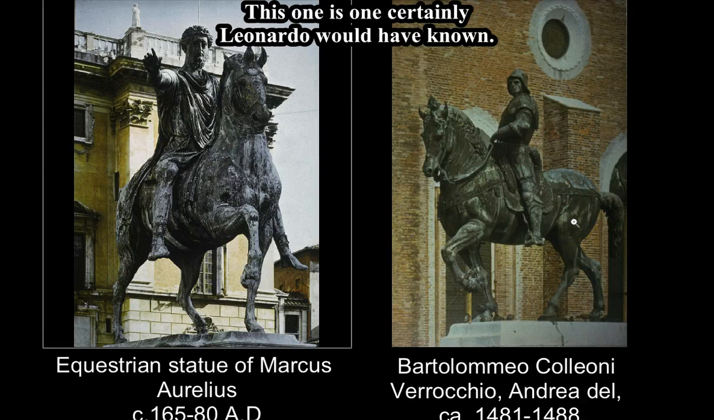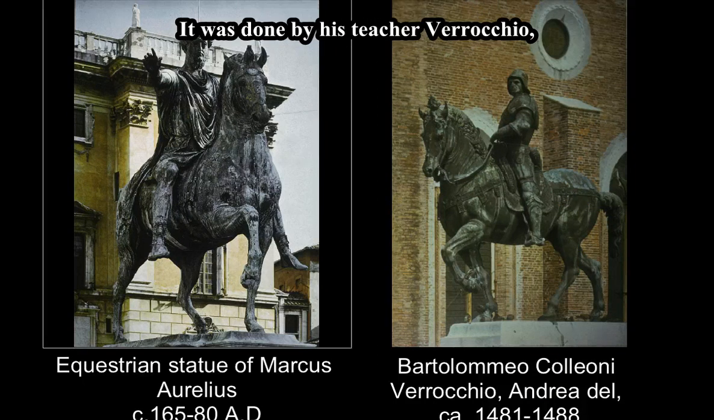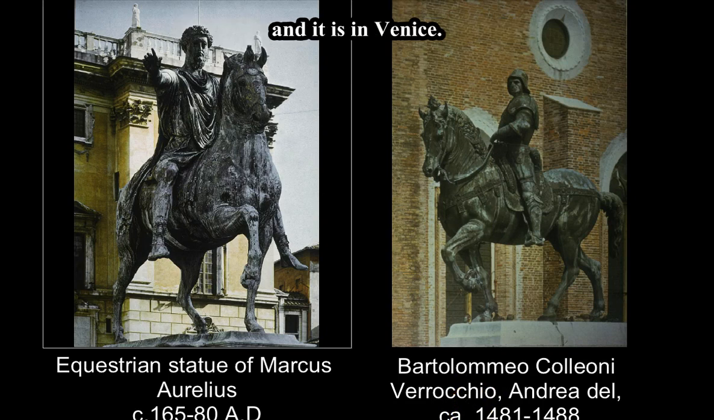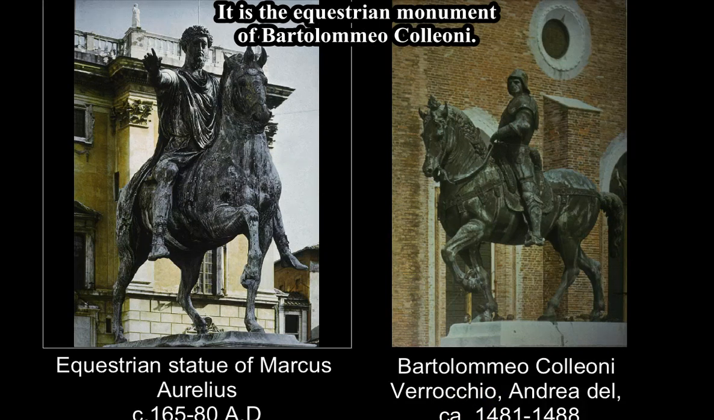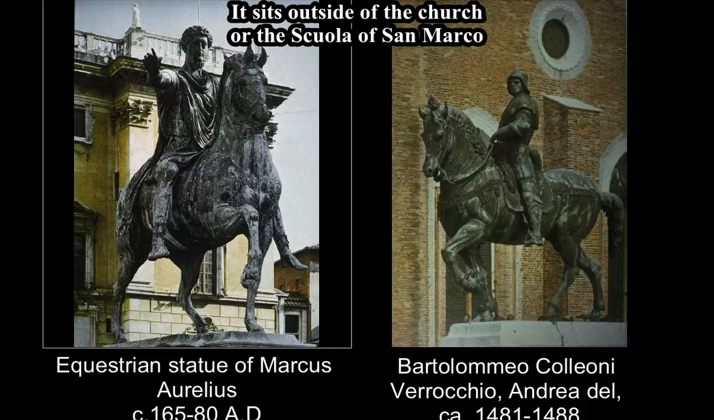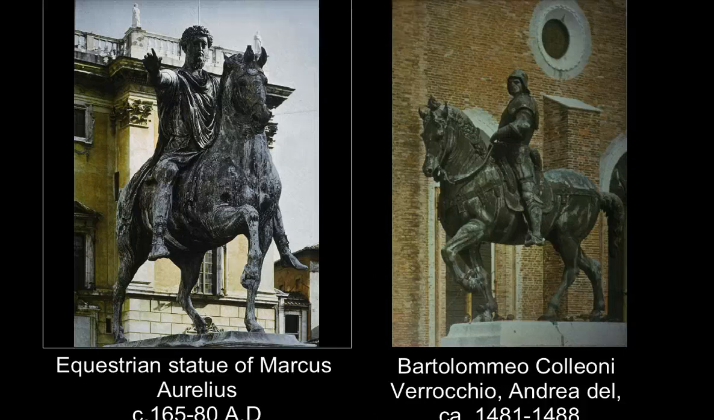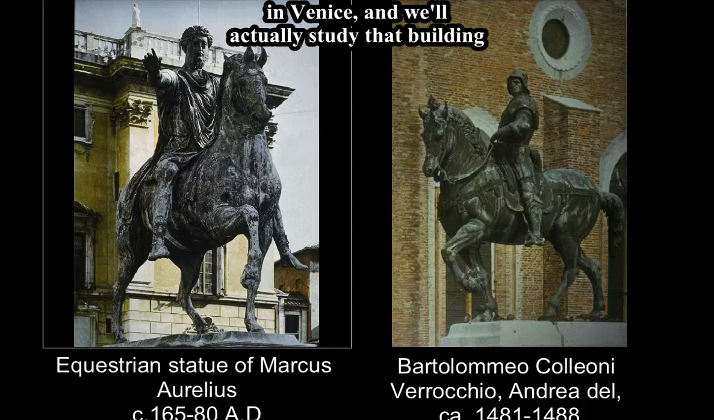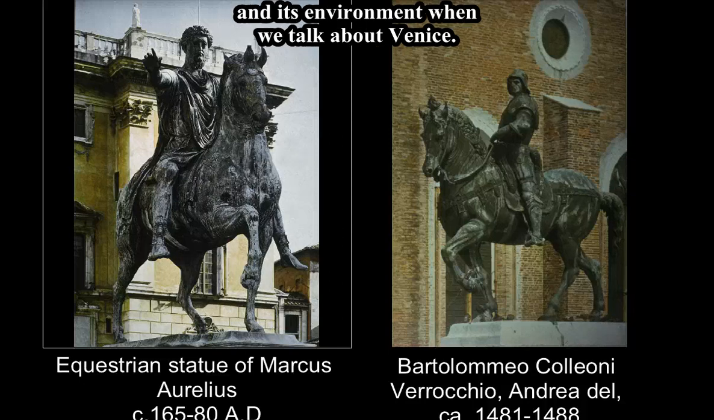This one is one certainly Leonardo would have known. It was done by his teacher, Verrocchio, and it is in Venice. It is the equestrian monument of Bartolomeo Colleoni. It sits outside of the church of, or the Scuola of San Marco in Venice, and we'll actually study that building and its environs when we talk about Venice.